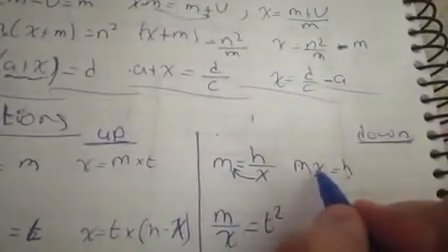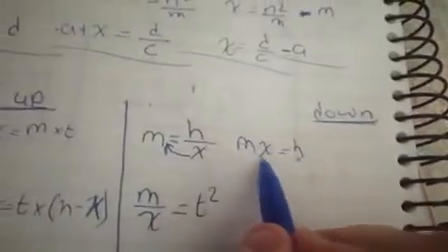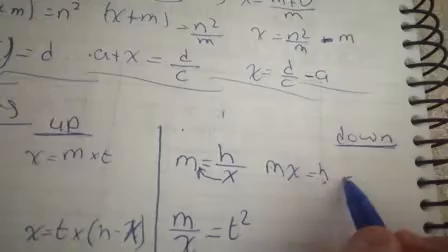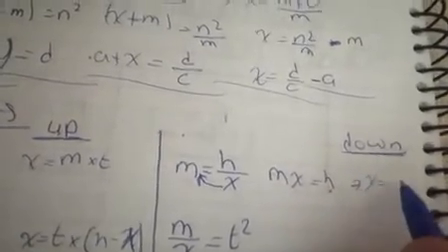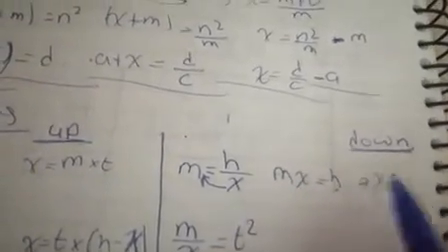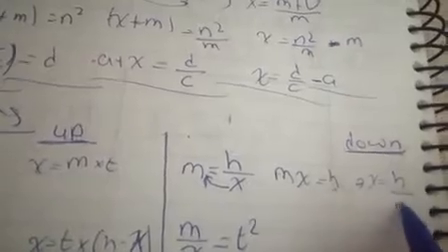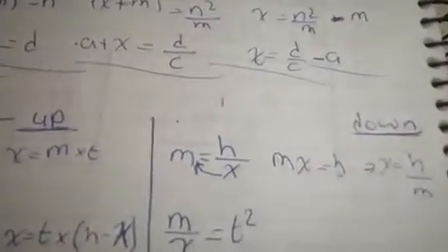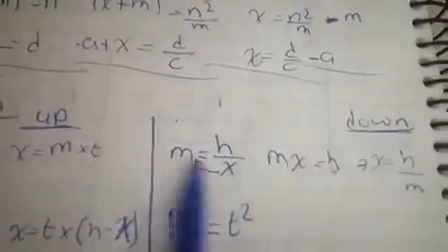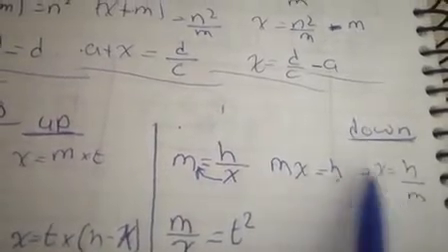Now the x is up, right? How to make it alone? Move the m to the other side. It is multiply, so it's going to be divide. X equal h over m. So what happened at the end? We switched the places of the x and m. Look. We switched the places.